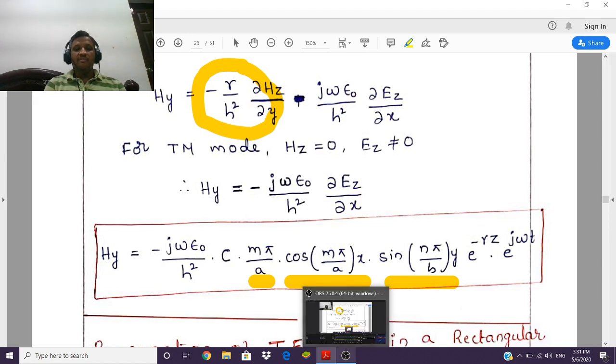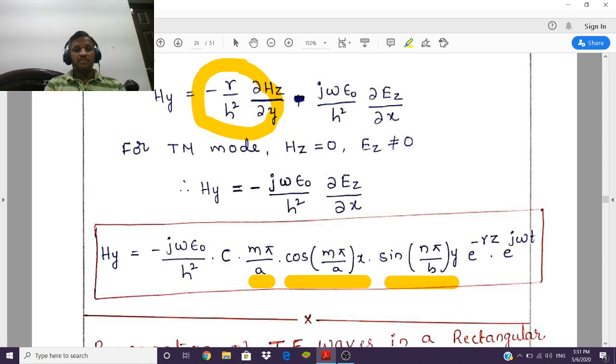We have got field equations, we have got the expression for Ez in terms of constants, and in this expression we have completely eliminated the constants, and also we have got the expressions for A and B.